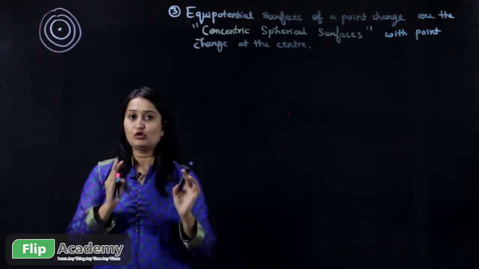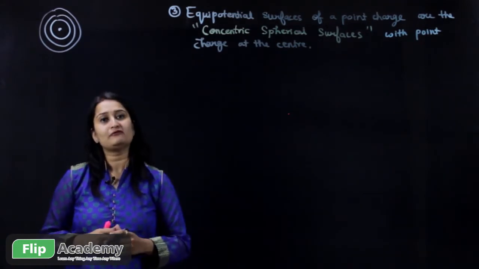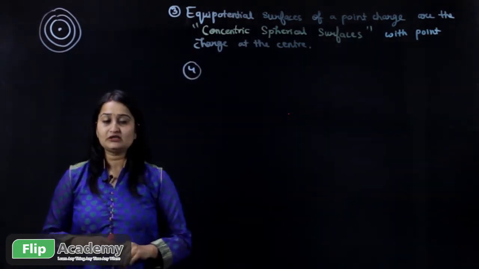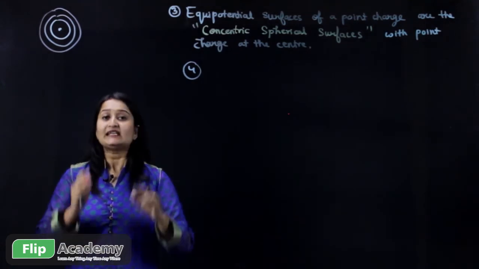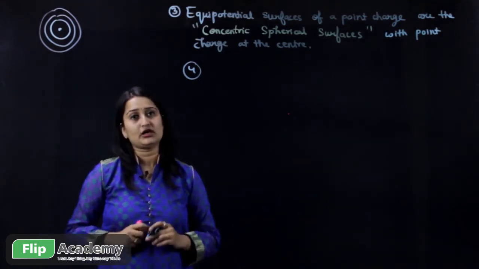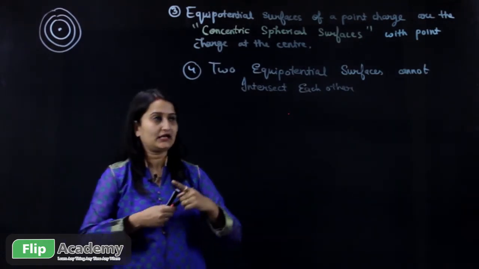So these are called the equipotential surfaces for the point charge. Now moving on to the fourth point. In the fourth point, we have to see that the two equipotential surfaces cannot intersect each other. Now, in this condition, we have to prove it by a small diagram.